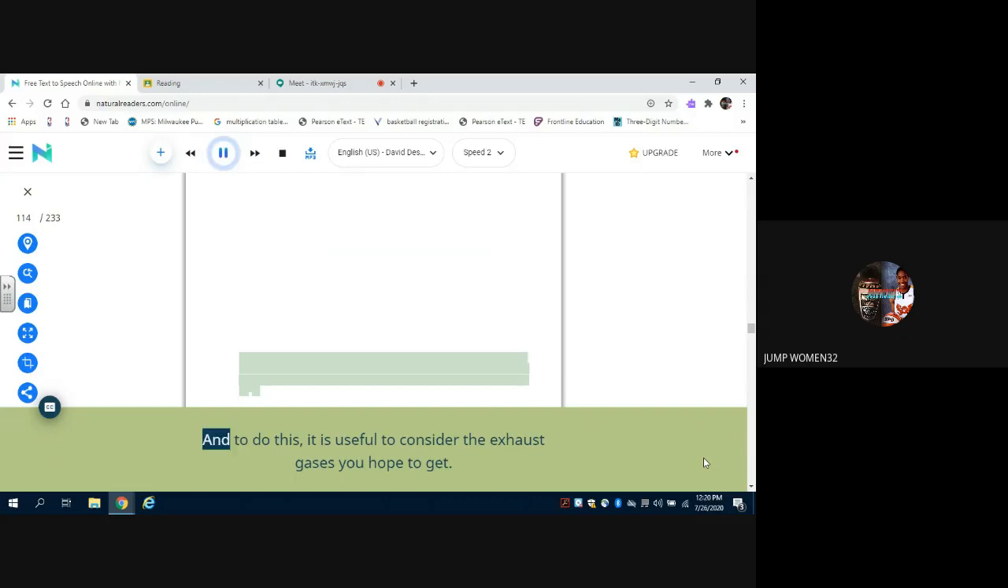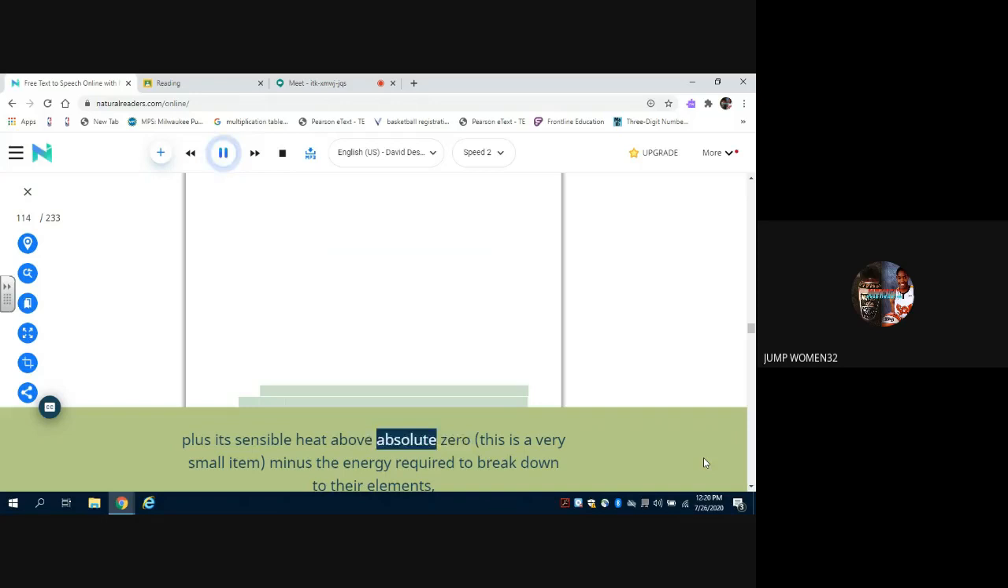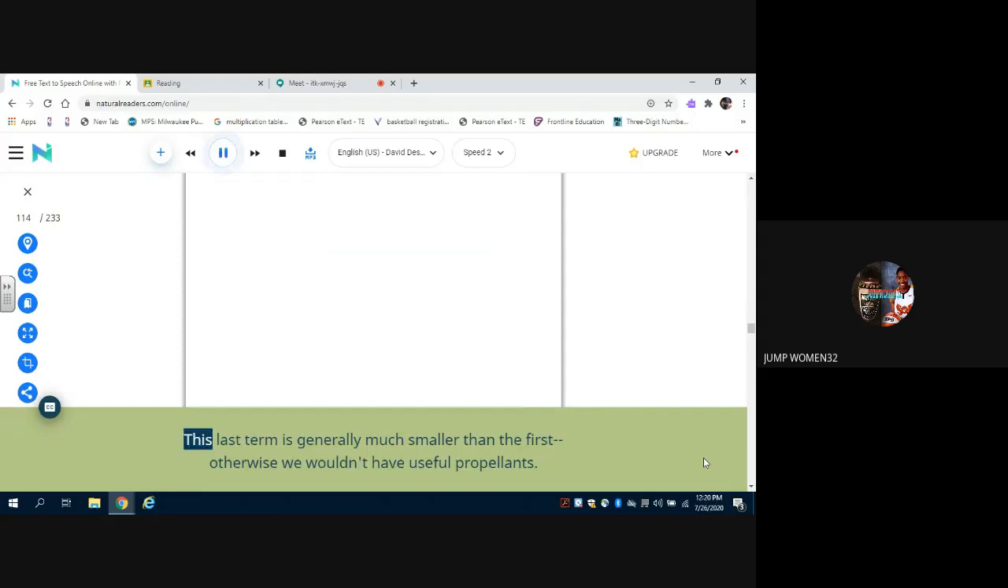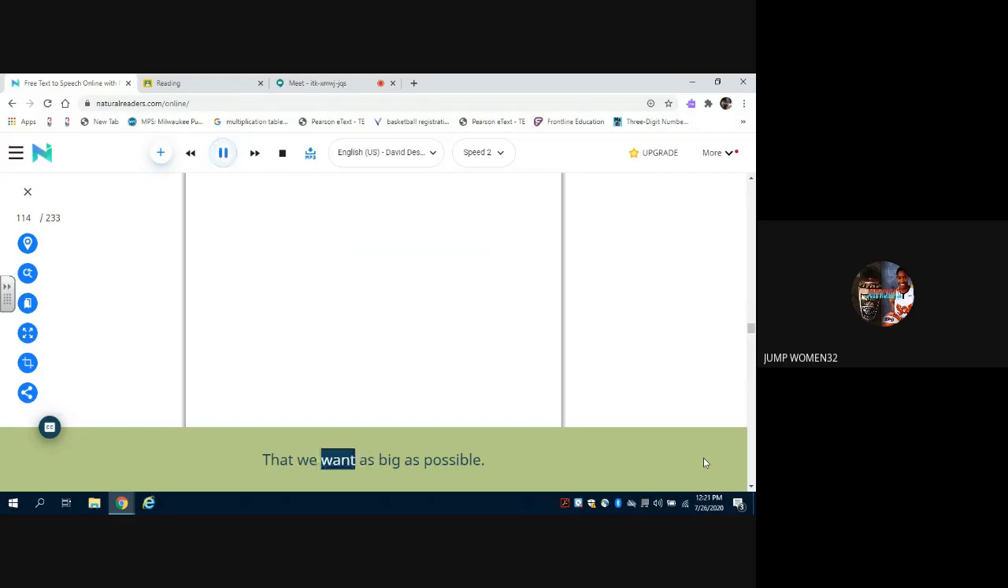And to do this, it is useful to consider the exhaust gases you hope to get. The energy contributed by a molecule of combustion products equals the heat of formation of that molecule from its elements at 25 C, plus its sensible heat above absolute zero. This is a very small item, minus the energy required to break down to their elements, at 25 C, the propellants which formed it. This last term is generally much smaller than the first, otherwise we wouldn't have useful propellants. And sometimes it is negative. When a mole of hydrazine breaks down to hydrogen and nitrogen, we get some 12 kilocalories as a free bonus. But the important item is the heat of formation of the product molecule that we want as big as possible.